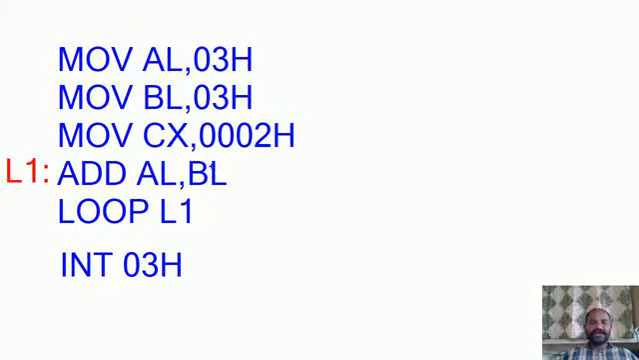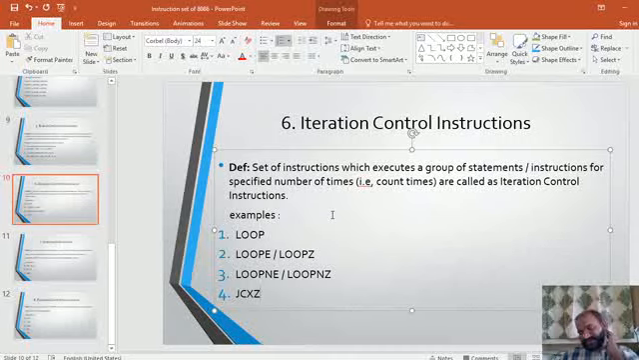Here, first it adds the BL content to AL, and the final result is in AL only. When the loop instruction is executed by the microprocessor, it decrements the CX value by 1. CX was 2, so 2 minus 1 is going to be 1. Is it equal to 0? No, it is not equal to 0.